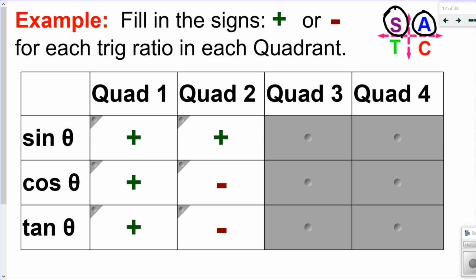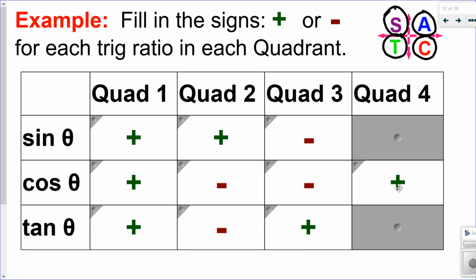Moving to quadrant 3, the T here stands for tangent. Tangent is the one that's positive, which means the other two are negative. Quadrant number 4, we end up with C, and C stands for cosine. So cosine is positive, the other two are negative. So that's a summary of the CAST rule.